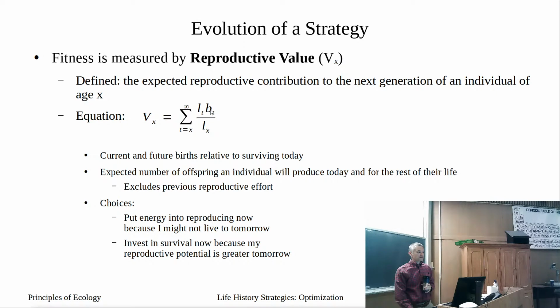If we change this to L sub x B sub x, L sub x times B sub x, what is that? What's B sub x? What was that in our life tables? That was our birth schedule. What is L sub x B sub x then? Was our birth schedule and we account for survivorship? What was that?